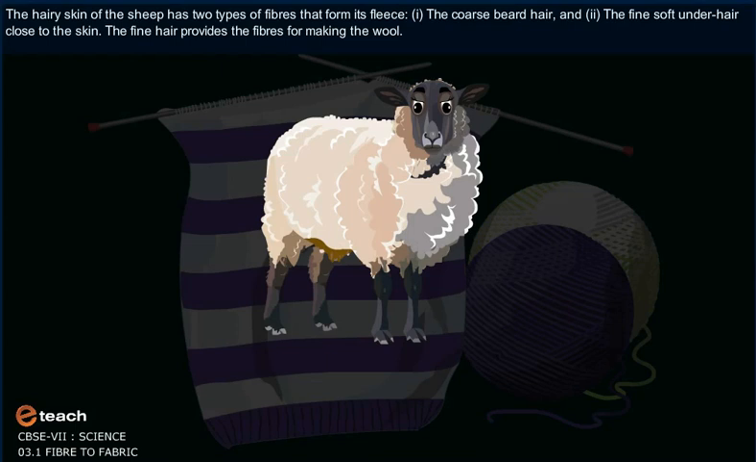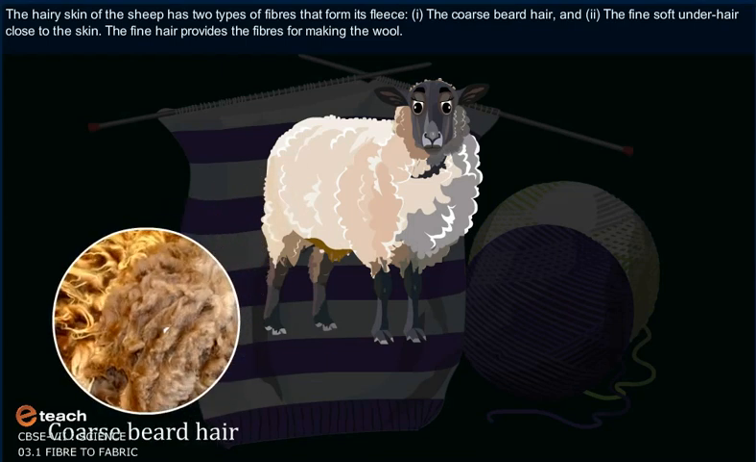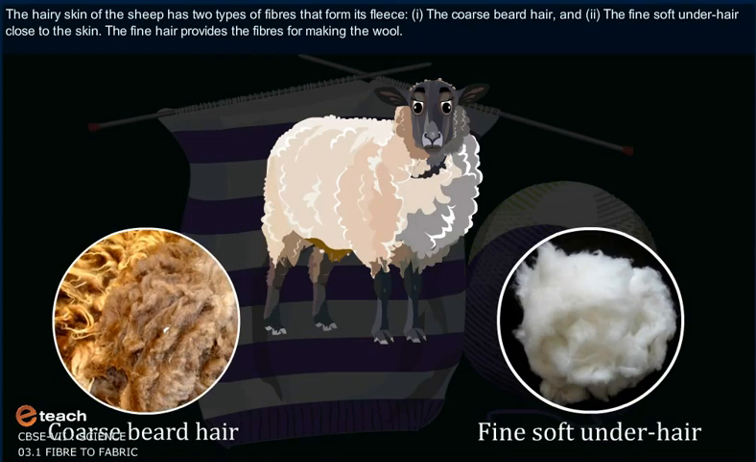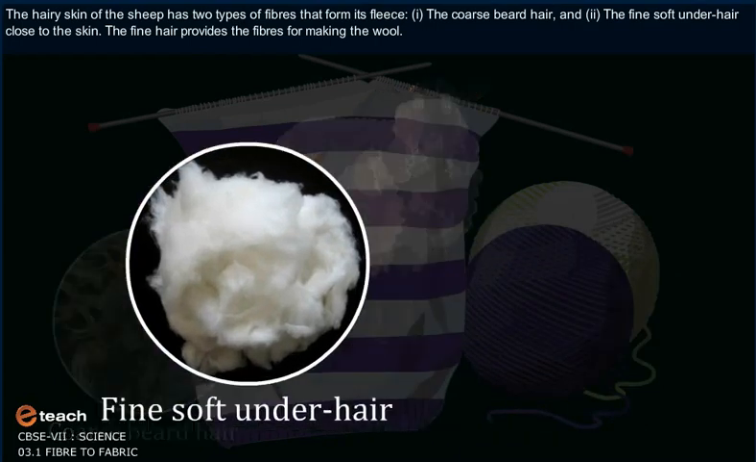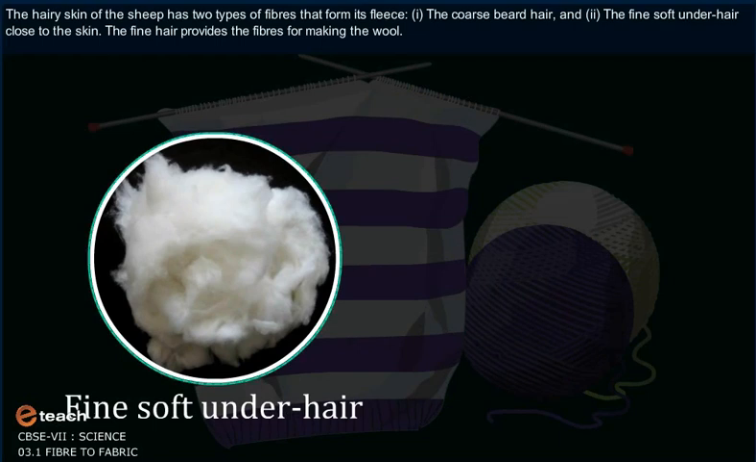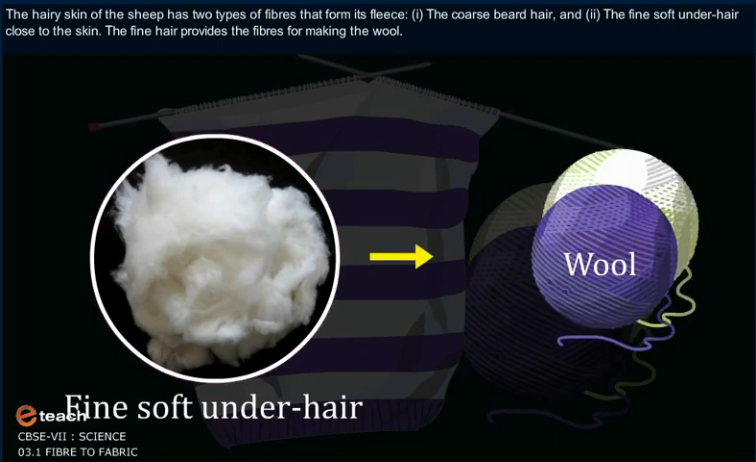The hairy skin of the sheep has two types of fibers that form its fleece. One, the coarse beard hair, and second, the fine, soft underhair close to the skin. The fine hair provides the fibers for making the wool.